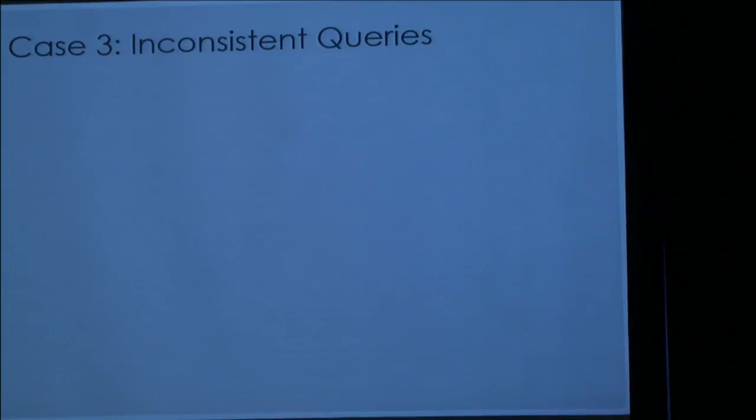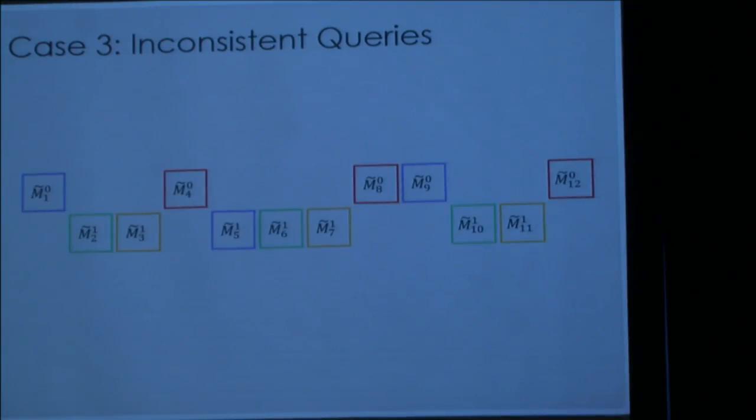Good. So we know how to answer single input and mixed input queries. The next type of queries we'll consider are what we call inconsistent queries. So here's an inconsistent query. It looks a lot like a single input query, but it's not. Can someone tell me why, maybe? What's the problem with this query? Why is this not a single input query?